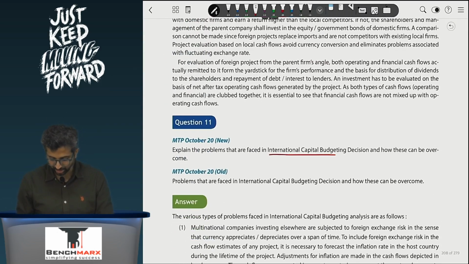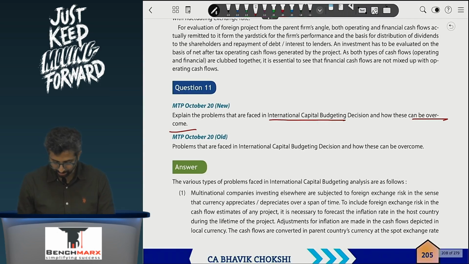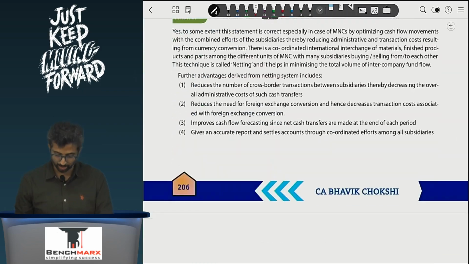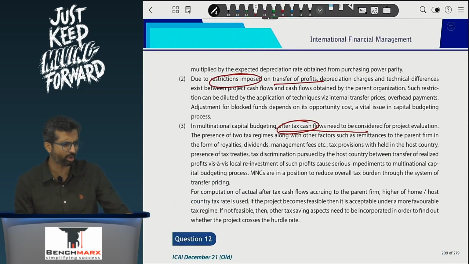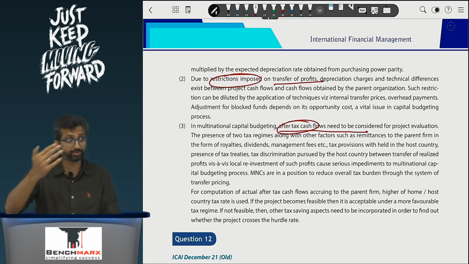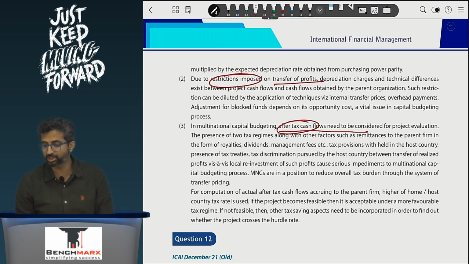Problems faced in international capital budgeting decisions and how they can be overcome. So problems are multinational companies have foreign exchange risk, point 1. Second, restrictions are imposed on transfer of profits, and after tax cash flows need to be considered. So there can be restrictions on profits, there can be exchange rate risk. This is the same thing. Look, I said there are actually four biggest risks. One is inflation, then the risk of repatriation of money, political risk. Restrictions can be imposed. Then is the possible risk of exchange rate movements and taxes being levied. All of that can result in big risks.